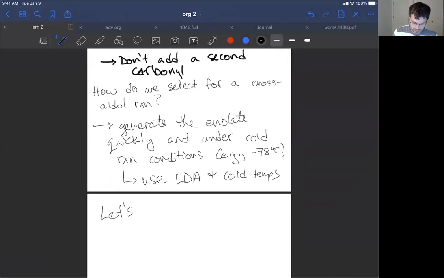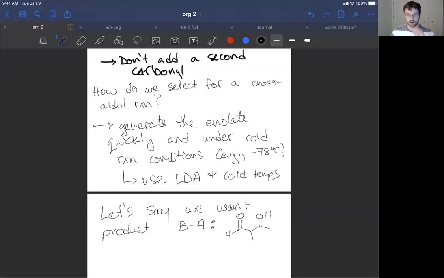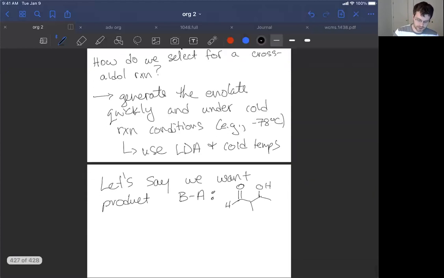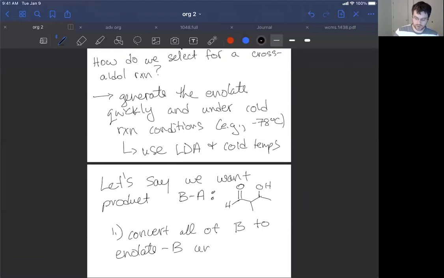Let's say we want product BA, which was this product. If we want that product BA, what we do in step 1 is convert all of B to enolate B under cold conditions.